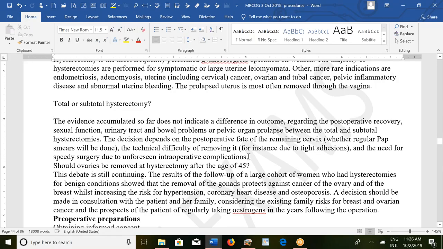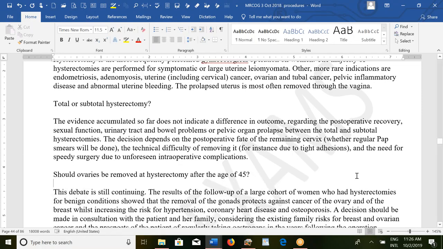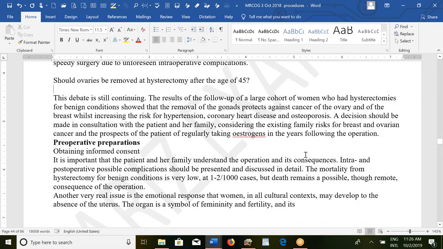Then another gray area, and the examiner can ask: should ovaries be removed before the age of 45? Your answer is that this debate is still continuing. The results of follow-up of a large cohort of women who had hysterectomies for benign conditions showed that removal of the gonads protects against cancer of the ovary and of the breast while increasing the risk of hypertension, coronary heart disease, and osteoporosis.